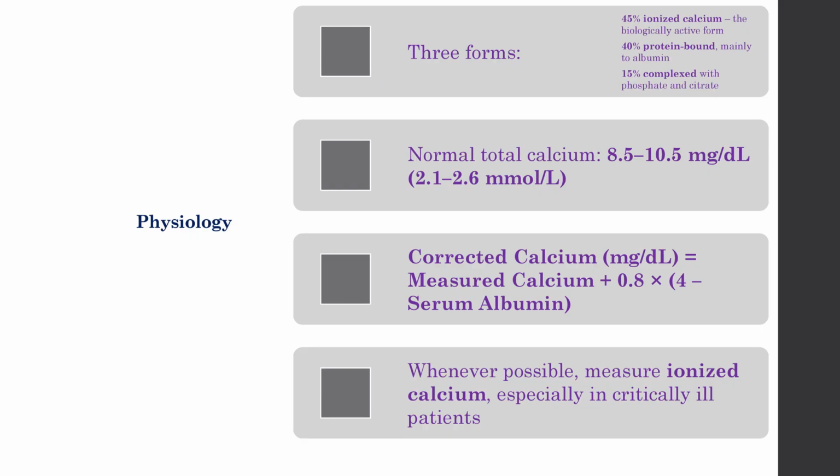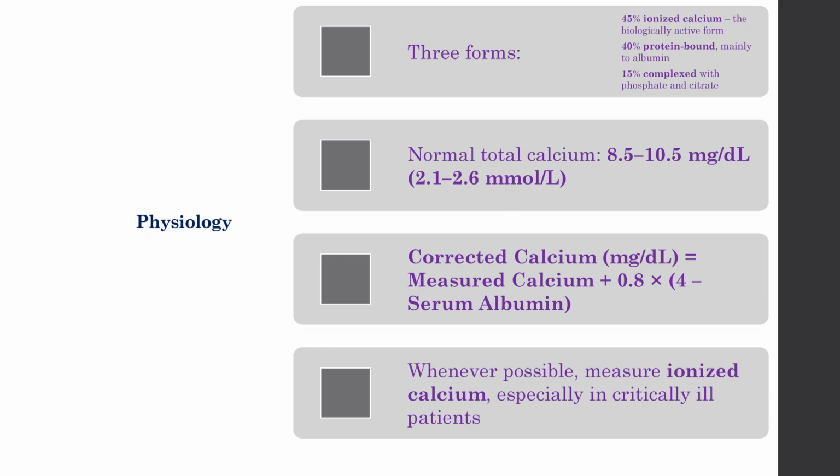Remember that serum calcium exists in three forms: 45% ionized calcium, the biologically active form; 40% protein-bound, mainly to albumin; and 15% complexed with phosphate and citrate. Normal total calcium is approximately 8.5 to 10.5 milligrams per dL or 2.1 to 2.6 millimoles per liter.